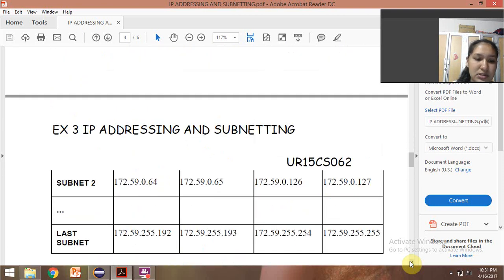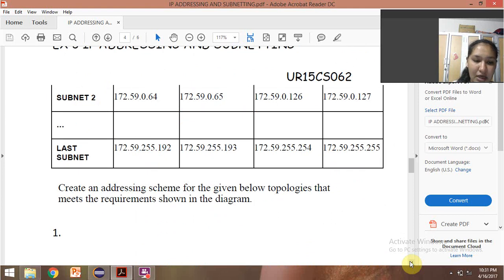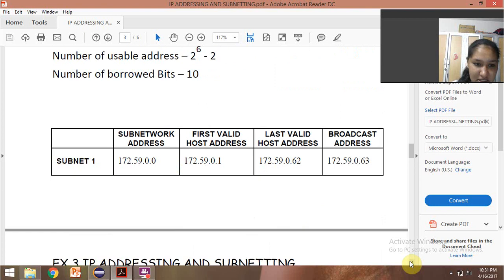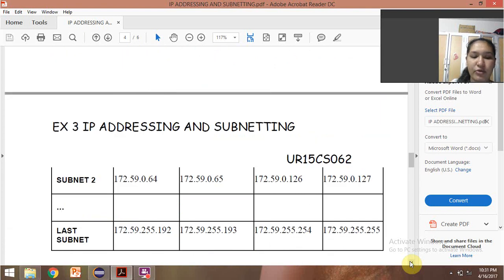This is also the same. We have to find it for all the 10 subnets. So here also the same process. We have to find up to the last subnet. So this is the third experiment. The aim of this experiment is to find IP addressing and the subnetting mask. Thank you.